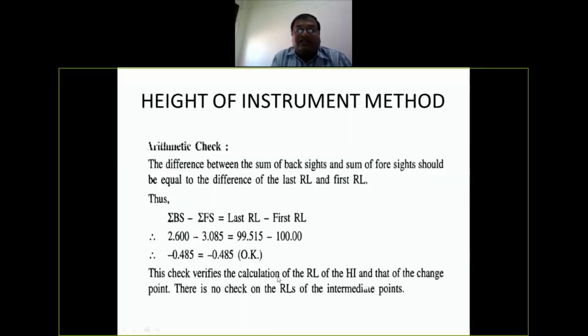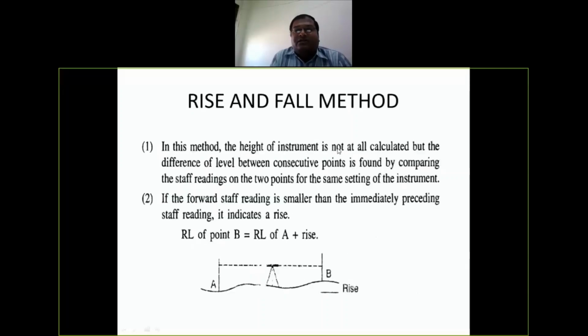This check verifies the calculation of RL of the HI and that of the change point, and there is no check on the RL of intermediate points. We already discussed the comparison. There is no check on the RL of intermediate points. So this is all about the height of instrument method.